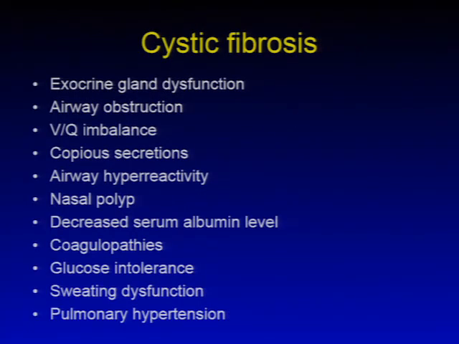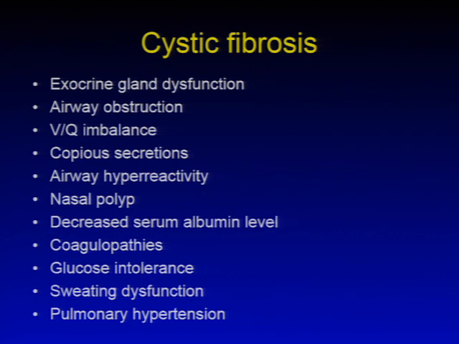Cystic fibrosis is an exocrine gland dysfunction. It results in airway obstruction as well as VQ imbalance. There are copious secretions as well as airway hyperactivity. Nasal polyps are frequent. Decreased serum albumin levels are noted. Coagulopathy is present as well, as well as glucose intolerance. Sweating function is in dysfunction, and there is pulmonary hypertension, and all of these are concerns in the anesthetic management of these patients.